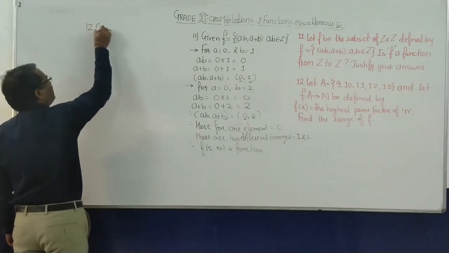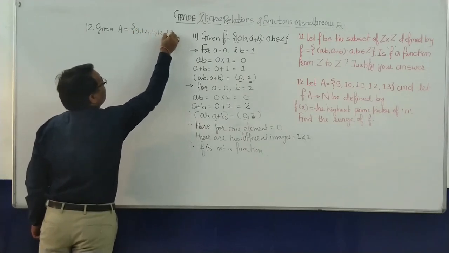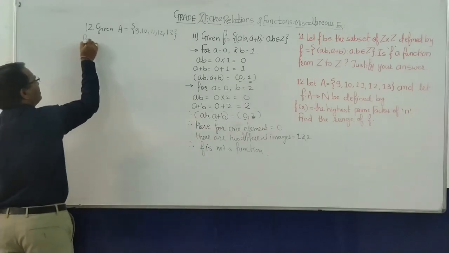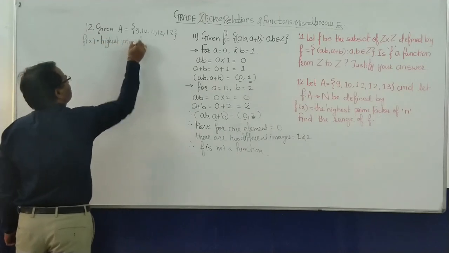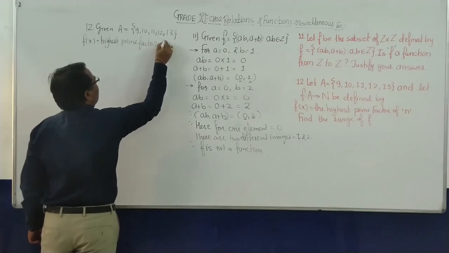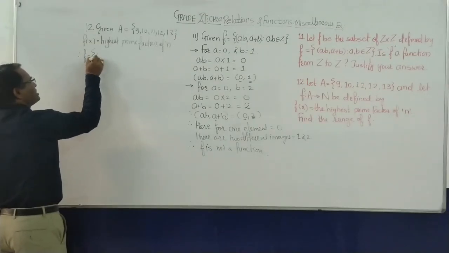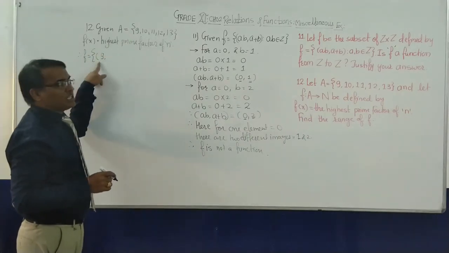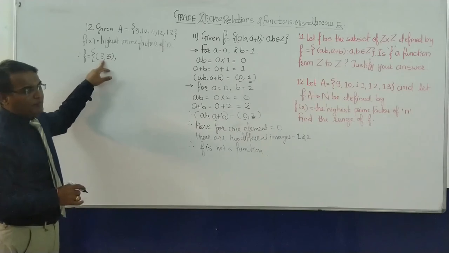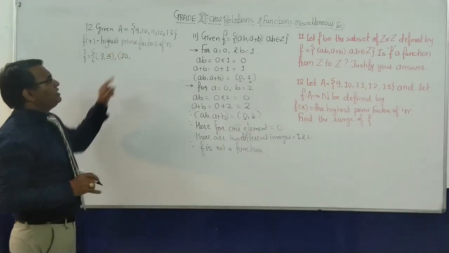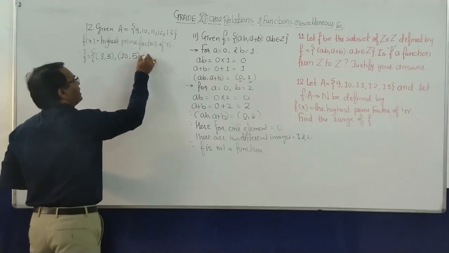So, what is sum number 12? It is given A equals 9, 10, 11, 12 and 13, and f of x is the highest prime factor of n. So f's first element is 9. What is the highest prime factor of 9? That is 3, since 9 itself is not prime. Second, if you take 10, the prime factors of 10 are 2 and 5, so the highest is 5.